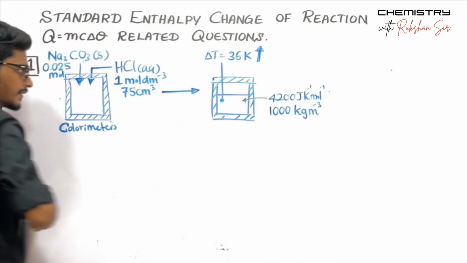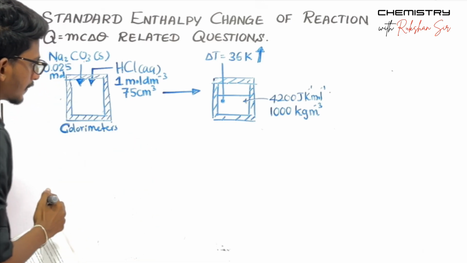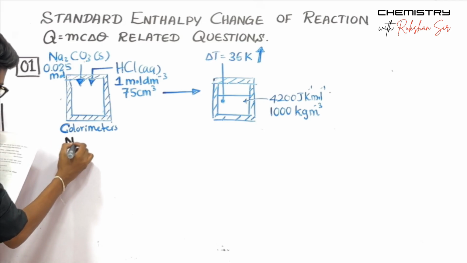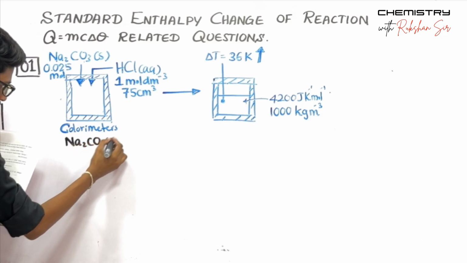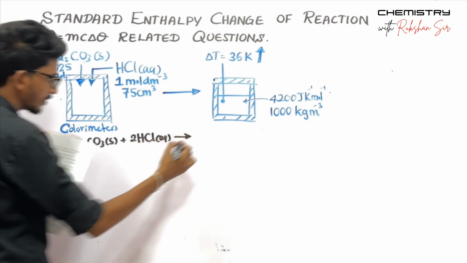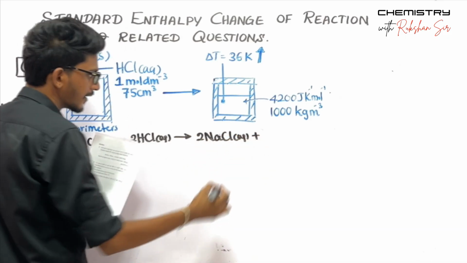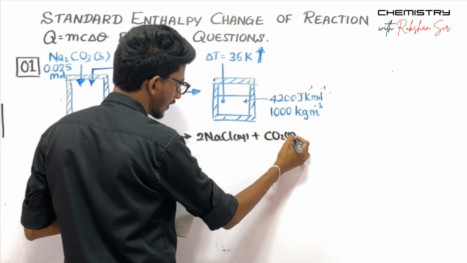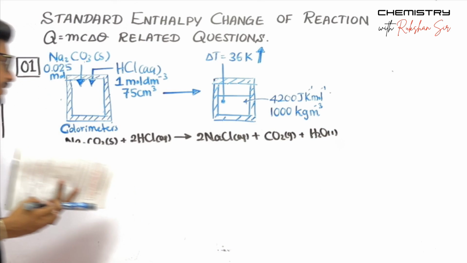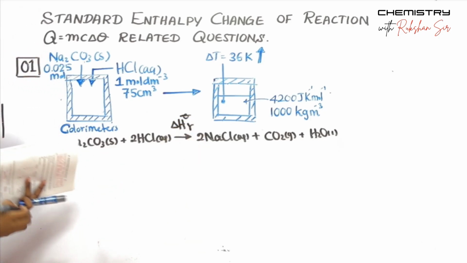These things have been given. The problem is they are asking about the enthalpy change of this reaction. What is that? Na2CO3 solid reacting with 2 HCl to produce NaCl aqueous, CO2 gas and H2O liquid. This is what they are asking, the delta H naught R of this reaction.